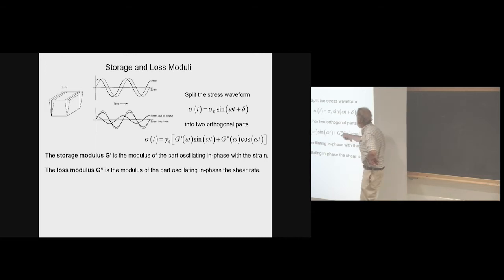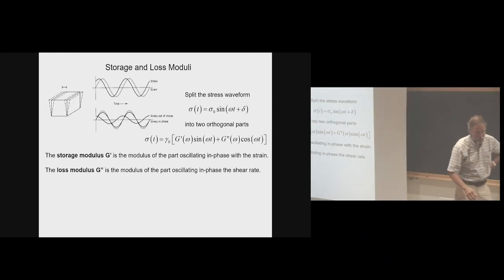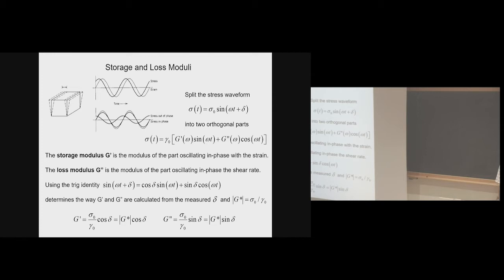And so this one is a dissipative part, and this one is a stored energy part, and hence we call G prime the storage modulus and G double prime the loss modulus. So you can think of that equation as kind of definitions of G prime and G double prime.